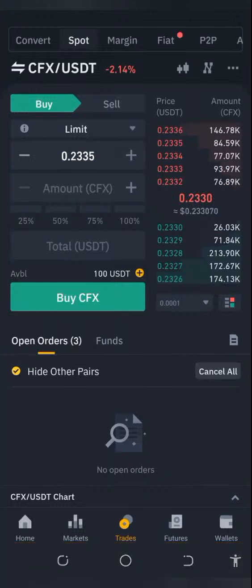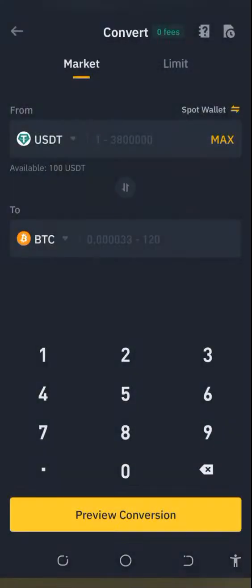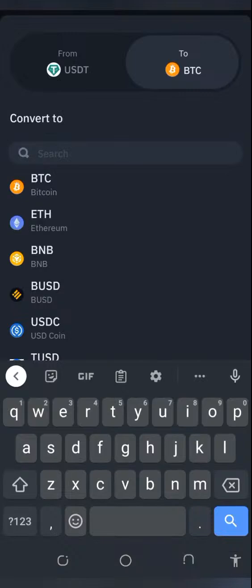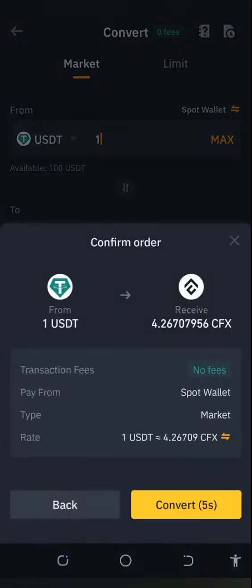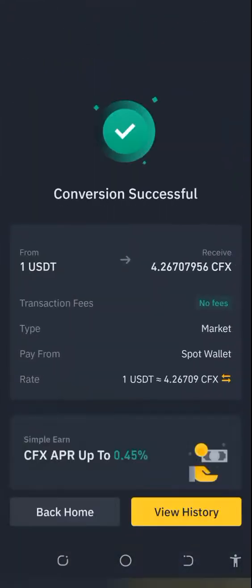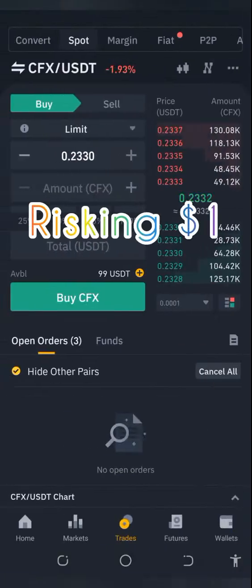Okay. So first off, let's see. Because this is in the spot trading section, we can't do anything less than $10. So let's go into convert. I'm going to do this in convert. Okay. Let's see how much we will get. Let's put $1 here. And then we go check for CFX. Okay. Can we change this? I don't know. Let's find this out. It looks like we can. Let's just go ahead and change this. So what do we have? We've got 4.26 CFX. Okay. Let's go ahead and do this. We're just risking $1. That's fine. So we have $99 left.